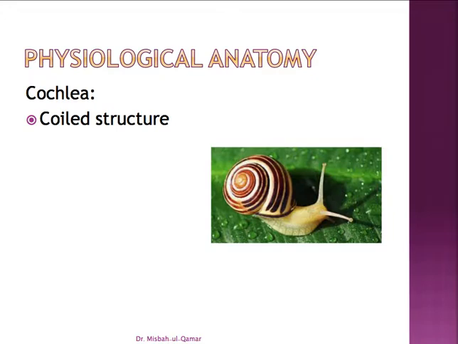You see that cochlea is a coiled structure. It is pea-sized and snail-shaped, and it forms the hearing portion of the inner ear. This cochlea lies in the temporal bone, and basically it is a tube which is around 35 millimeter long, but that tube is coiled and it makes 2 and 3/4 turns.